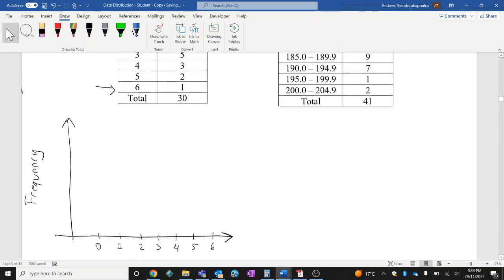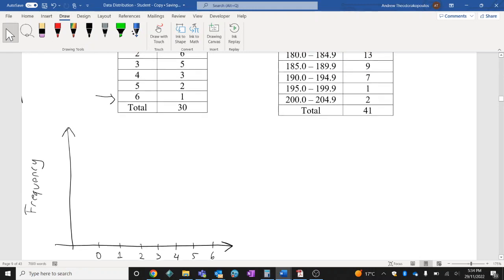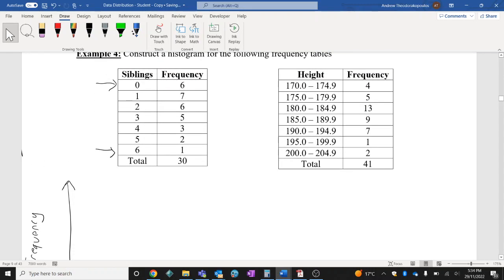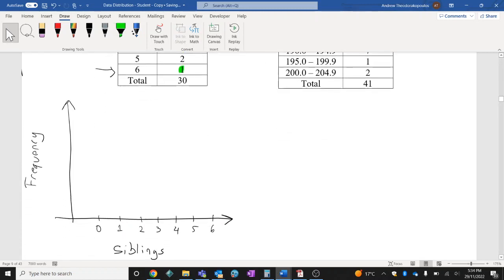Now, before we decide what we're going to do with the vertical axis, let's see how big our biggest frequency is. Our biggest frequency is 7 and our smallest is 1. So I think it's safe to just go up by ones. 1, 2, 3, 4, 5, 6, 7. Now, on your piece of paper, make sure these lines are evenly spread apart. So this is 1, 2, 3, 4, 5, 6, 7.